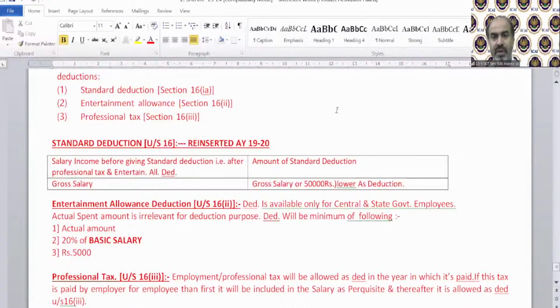Standard deduction was reinserted from assessment year 2019-20. It had been deleted in earlier years, but again inserted. So forget about that. For the current previous year, of course, we have a standard deduction. How much will it be? Gross salary or 50,000 rupees, whichever is lower, will be allowed as your standard deduction. So if your gross salary is 10 lakh rupees, then 10 lakh or 50,000, whichever is lower. If your gross salary is 40,000, then 40 or 50, whichever is lower.